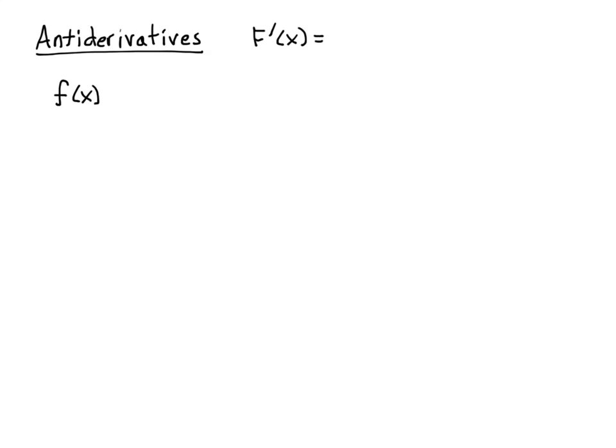Okay, so let me run you through a few antiderivatives. So just remember that we're looking for capital F. So when we differentiate capital F, we'll get our function. So I already talked about this one. If our function is 2x, then the antiderivative is going to be x squared plus c.